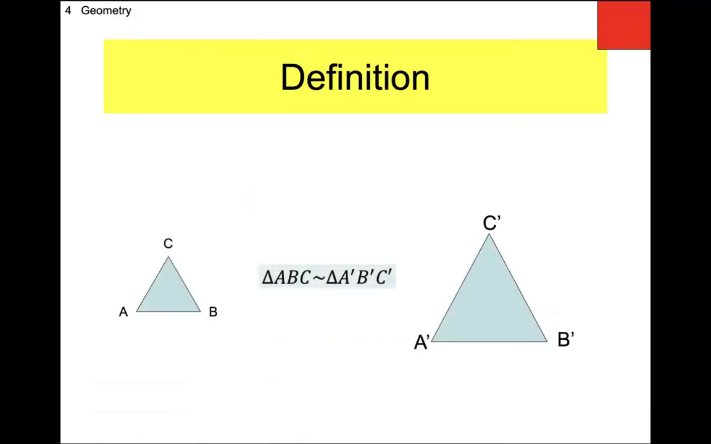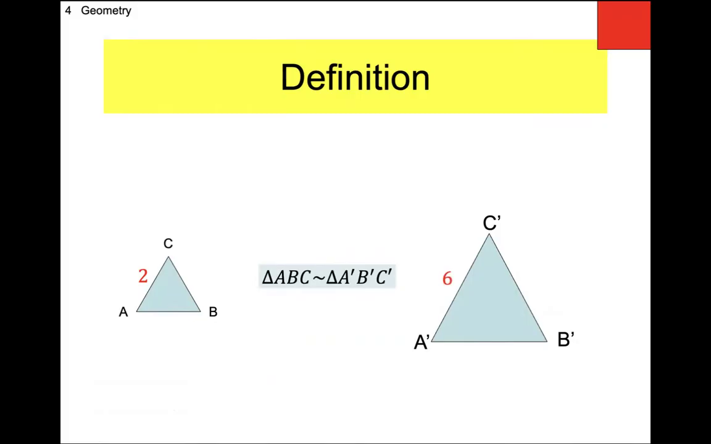Here's a definition. All right, let's say I have two similar triangles or two similar polygons in general, and I can tell something about their side measurements. So the one on the left has a side AC with a side measurement of 2, and the one on the right, its corresponding side, A prime C prime, has a side of 6.